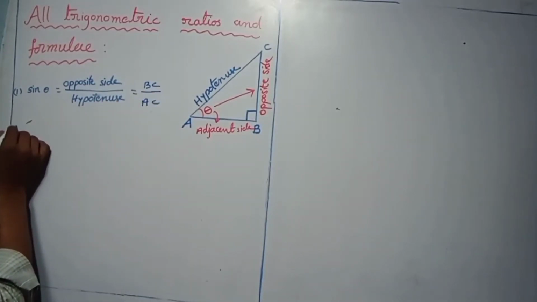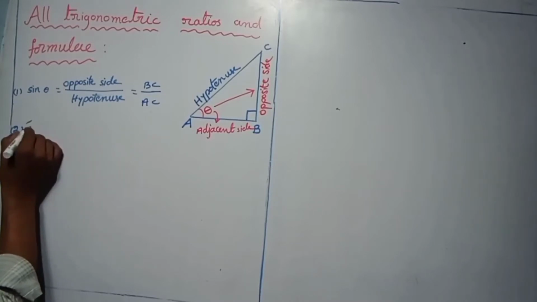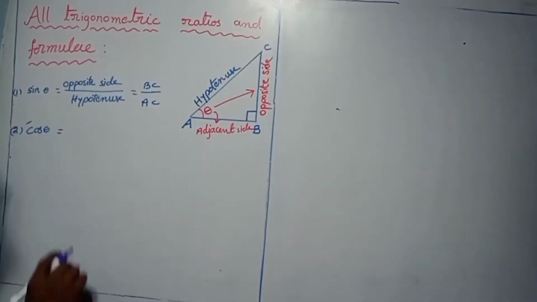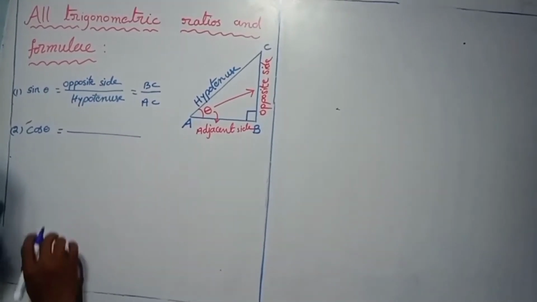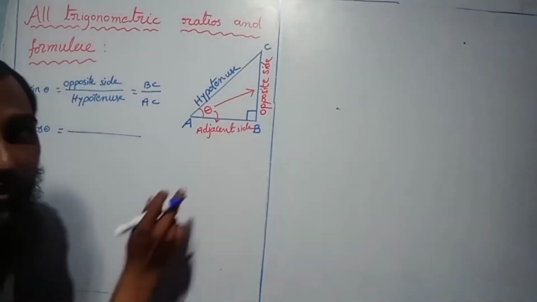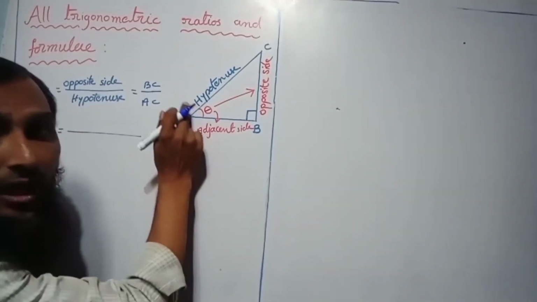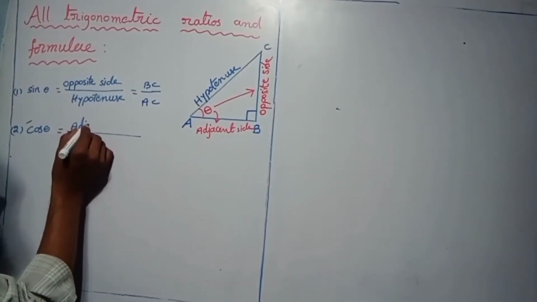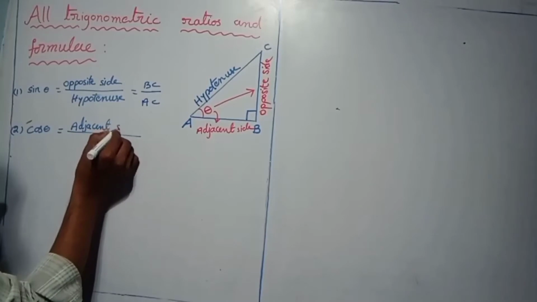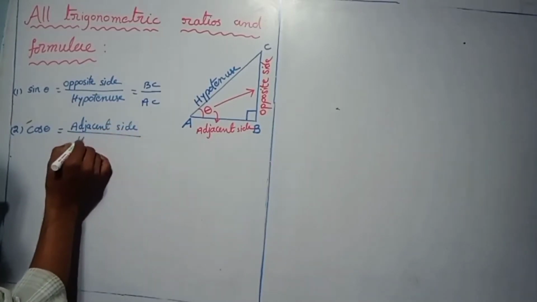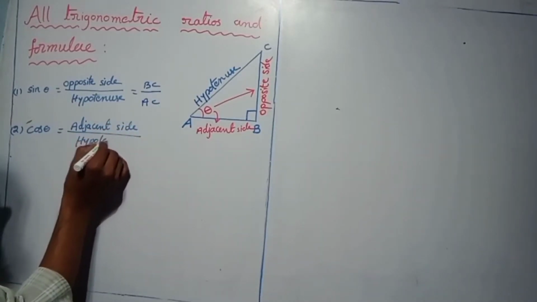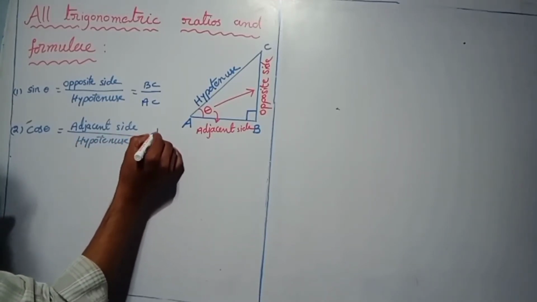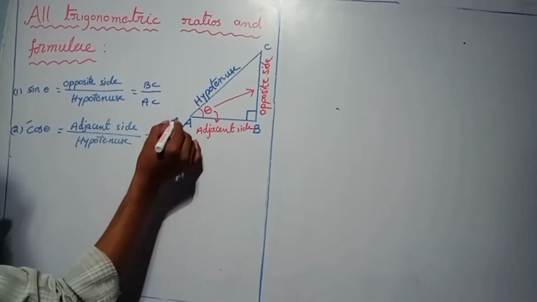Okay, second one, cos theta. The definition of cos theta is the ratio of the adjacent side to the hypotenuse. Adjacent means AB, hypotenuse means AC.